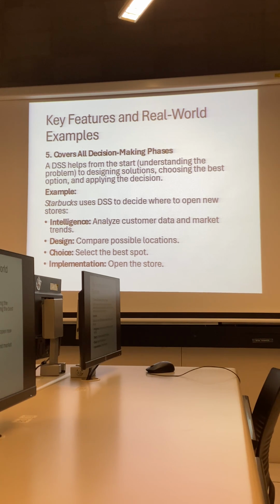And then the DSS also has to compare possible locations. DSS can also help to choose the best spot, like I said. Which spot do you think is going to be eye-catching for the customer? If the store is inside an alley, a small road, I don't think it works. It should be somewhere bigger with high traffic. For implementation, when opening the store, they also use DSS.